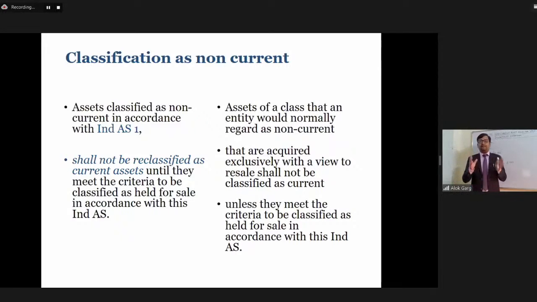So if a company has acquired property, plant and equipment and the intent is to resell it, it will not be classified as current until and unless it meets the criteria of held for sale. Sir, what is the criteria for classification as held for sale? We will discuss. So this is what we are discussing as the scope part of this particular standard. Any doubt here? Any problem here?